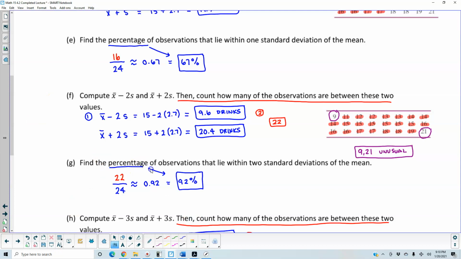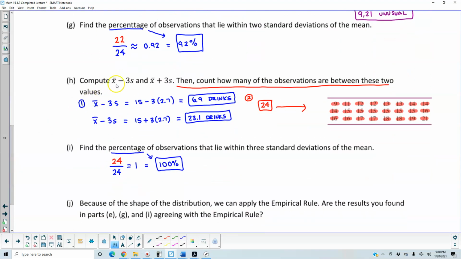Next, we're going to find the percentage of the observations that lie within 2 standard deviations of the mean. We know there are 22 of them, and we divide by the total of 24, which gives approximately 0.92, which is equal to 92% of observations that lie within 2 standard deviations of the mean.